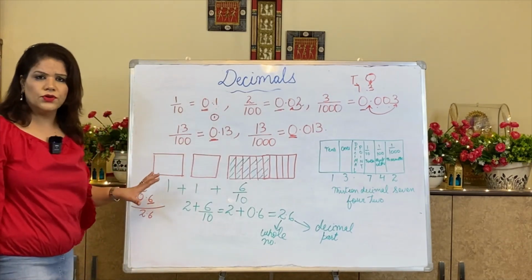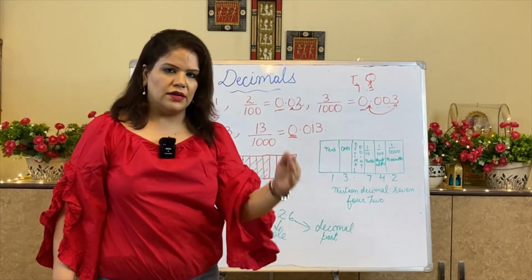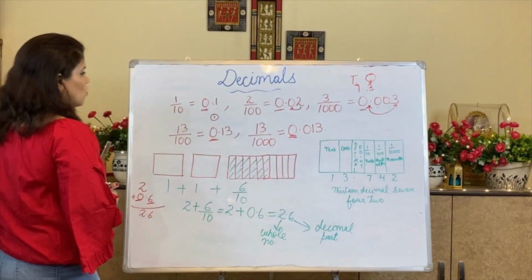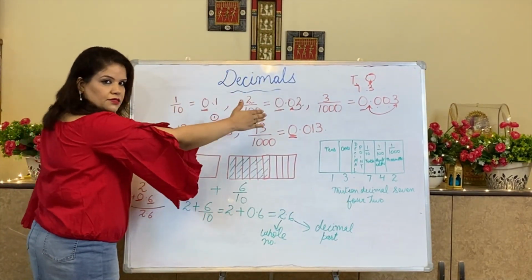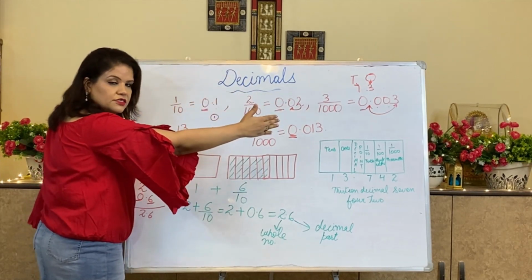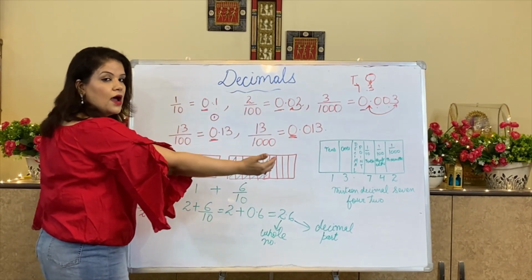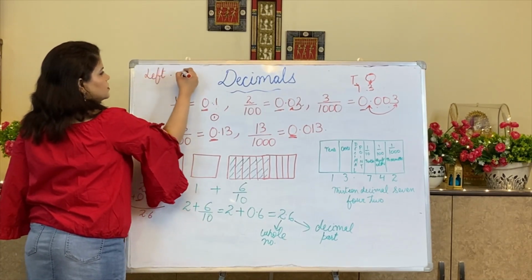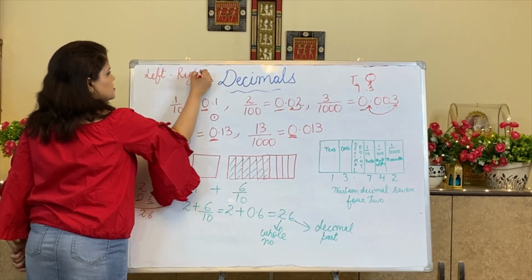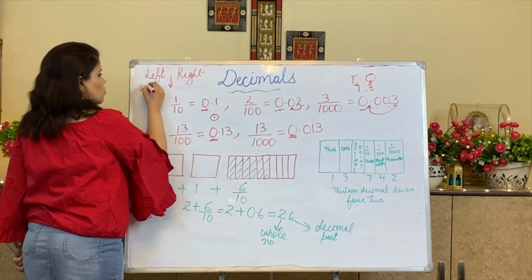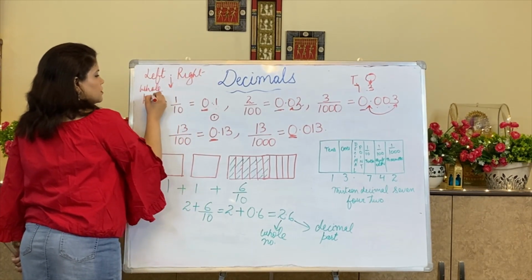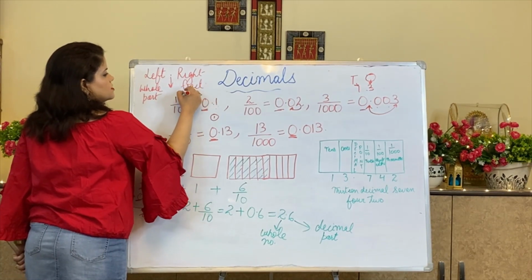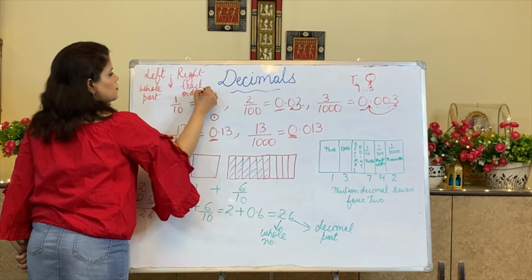Till now I have told you a decimal has two parts. One is the fractional part, one is the whole part. And where is the fractional part and where is the whole part? After the decimal, that means towards the right of the decimal, we have the fractional part, and towards the left, the whole part. That means this is the whole part and this is the fractional part, or you can say the decimal part.